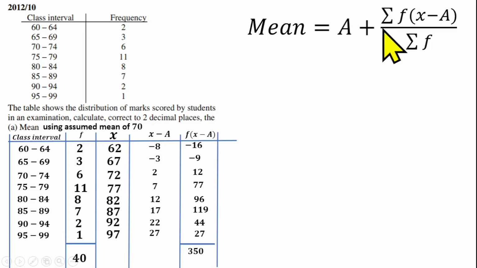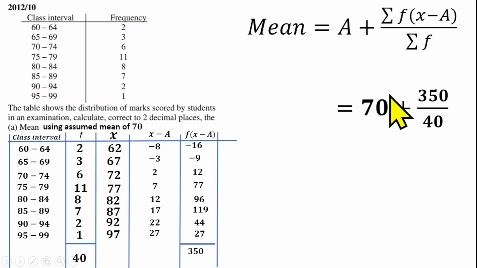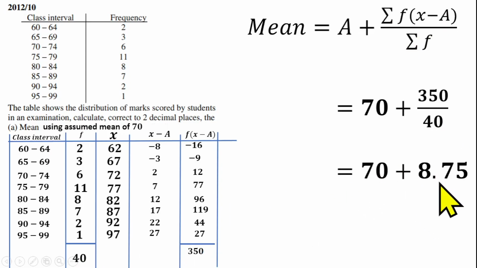Then we pull that into this formula. We have our assumed mean, which is 70, plus the summation of this, which is 350, divided by summation of f, which is 40. That gives us 70 plus 8.75, which is 87.75. If you look at this same question that we solved without using an assumed mean, using summation fx over summation f, we got 78.75, if you remember very well.